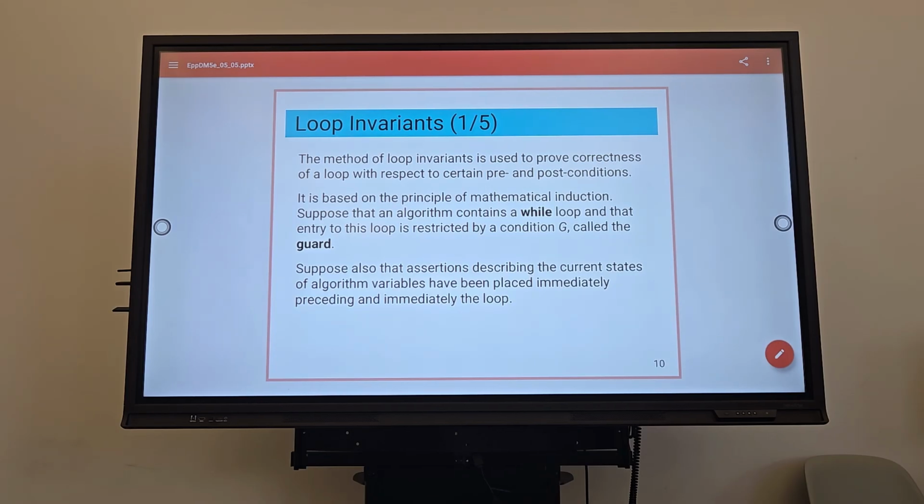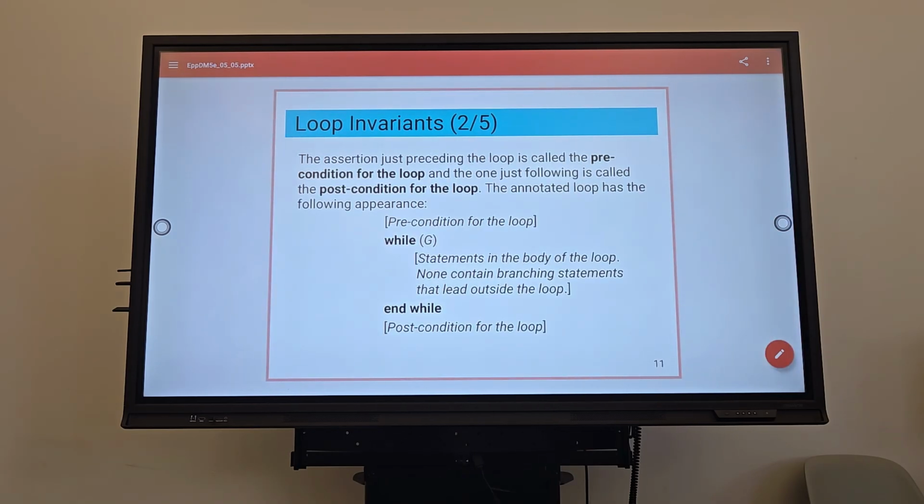The assertion just preceding the loop is called the precondition for the loop, and the one just following is called the postcondition for the loop. The annotated loop has the following appearance. Precondition, while G, statements in the body of the loop, and the postcondition after the while.